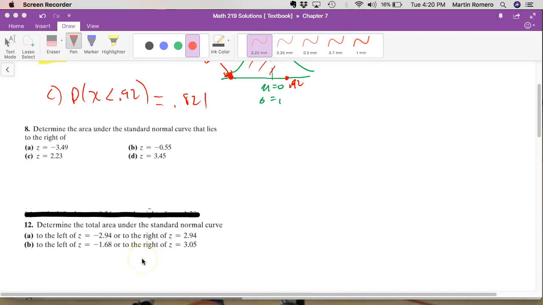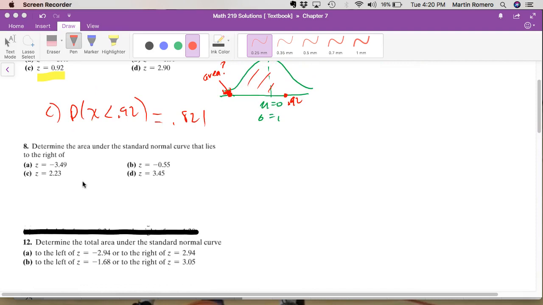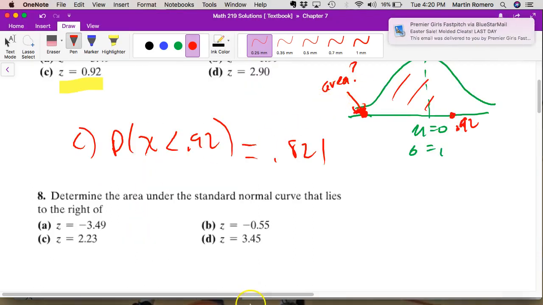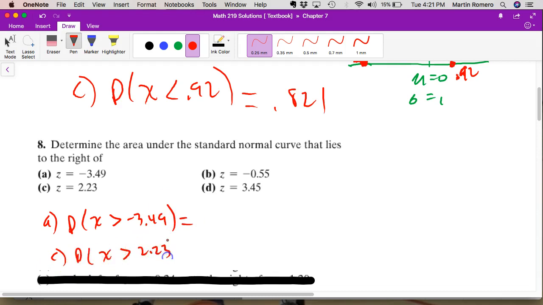Okay, so let's continue on with 8A and C and 12A and C. We'll do those together real quick. They're the same type of problem, finding the area underneath the curve to the right. And so we have these values here. We're looking at A and C. For A, we're going to have to calculate this: to the right, greater than negative 3.49. And we're going to look for that value. And for C, it's going to be greater than 2.23.